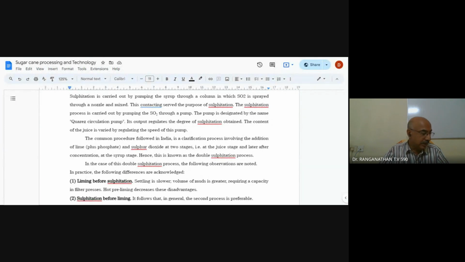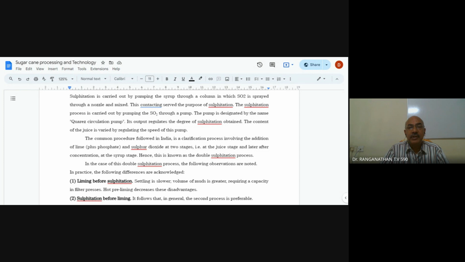What is the juice stage? That is when you get the juice after the milling, and later after the concentration, which comes later. That is why here we have a very white color, and the foreigners actually do not allow much of this sulfitation process.